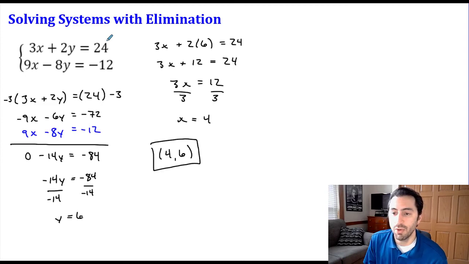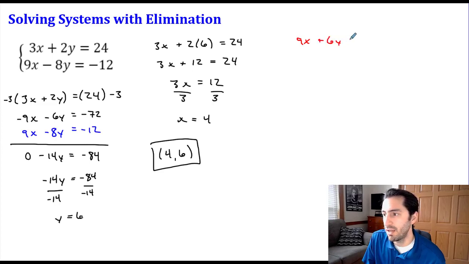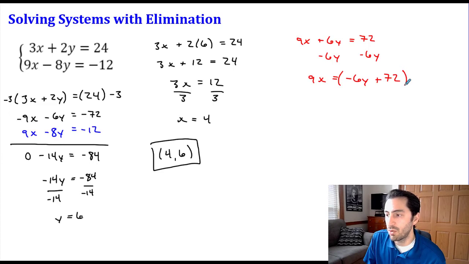The first thing we did is take this first equation and multiply it by negative 3 to set up those opposites. Over here, I'm just going to multiply it by a positive 3 instead. That gives me 9x plus 6y is equal to 72. Written like this, I'm going to subtract 6y from both sides, and I end up with 9x is equal to negative 6y plus 72. That whole expression, negative 6y plus 72, represents 9 times x. In my second equation, I have a 9 times x. So with substitution, I can replace 9x with this expression, and I end up with negative 6y plus 72 minus 8y is equal to negative 12.